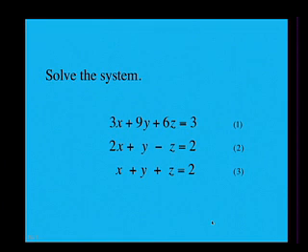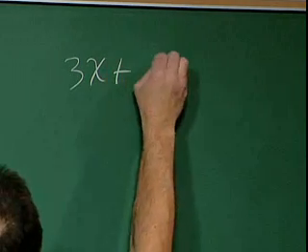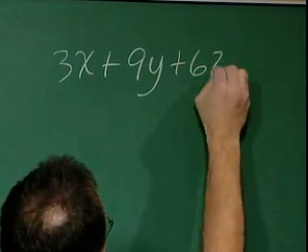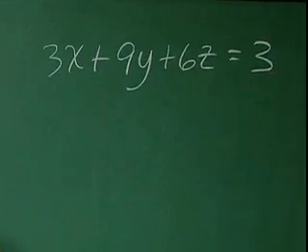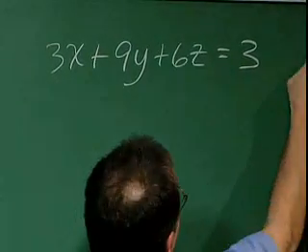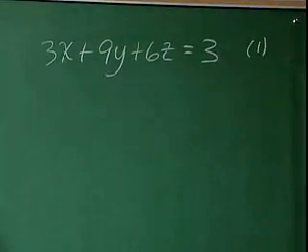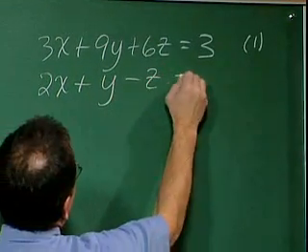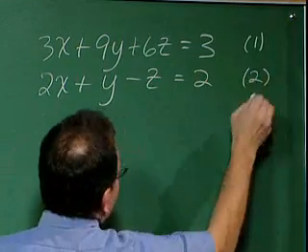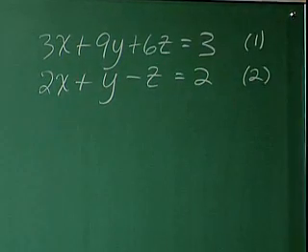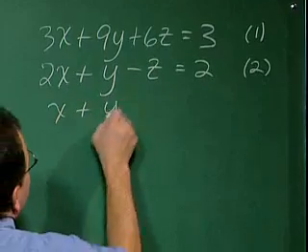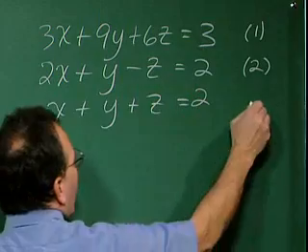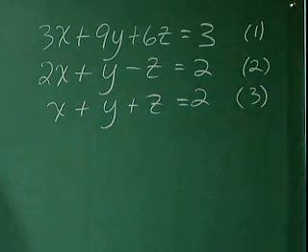So I would have 3x plus 9y plus 6z is equal to 3, and that I'm going to call equation 1. Then 2x plus y minus z is equal to 2, and that is equation 2. Then I have x plus y plus z is equal to 2, and I will call that equation 3.